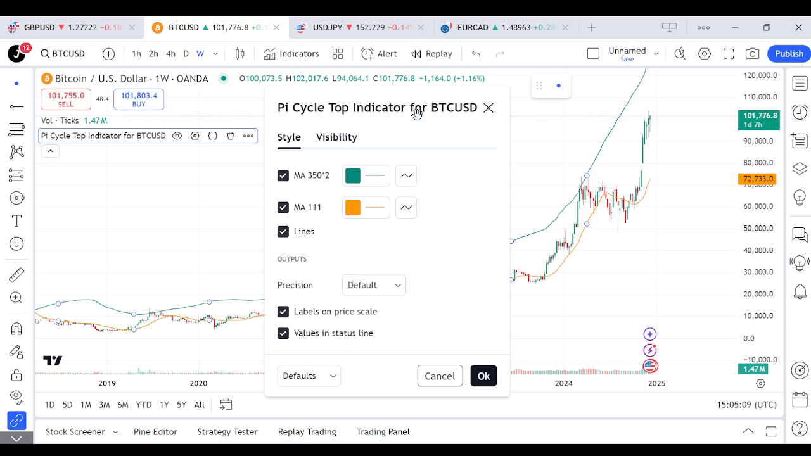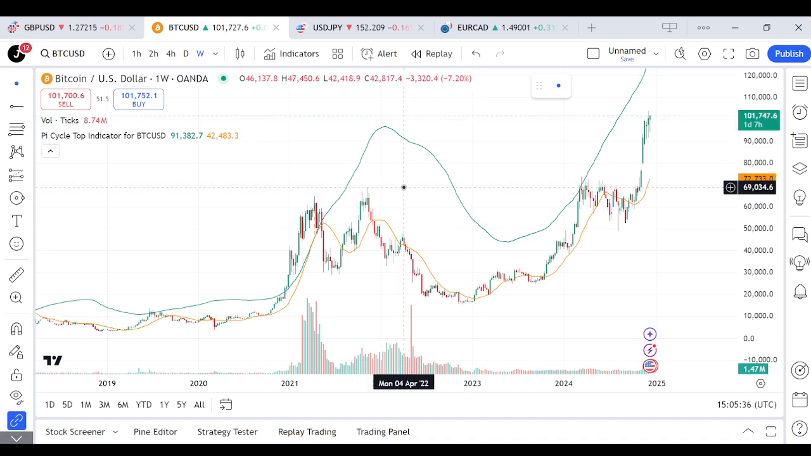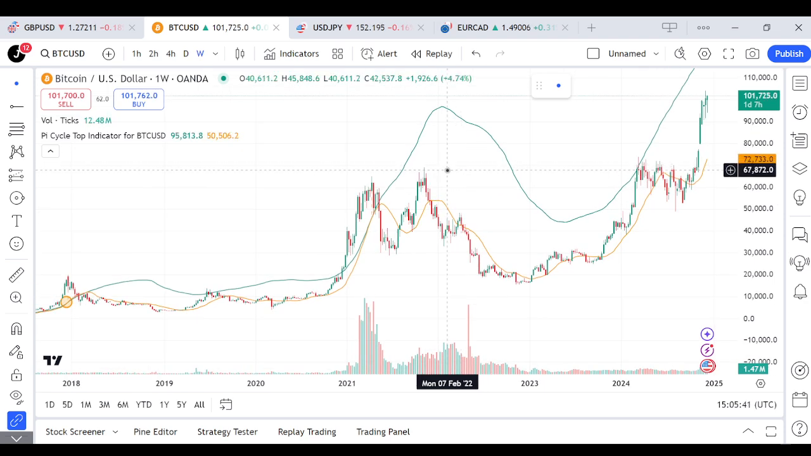The name pi cycle comes from the mathematical constant pi, which is approximately equal to 3.14159. This indicator tries to focus on the relationship between these two moving averages, particularly the 111-day average divided by the 350-day average. The magic happens when these lines intersect. This crossover event has historically coincided with major market peaks, offering traders a valuable signal to consider taking profits or implementing risk management strategies.